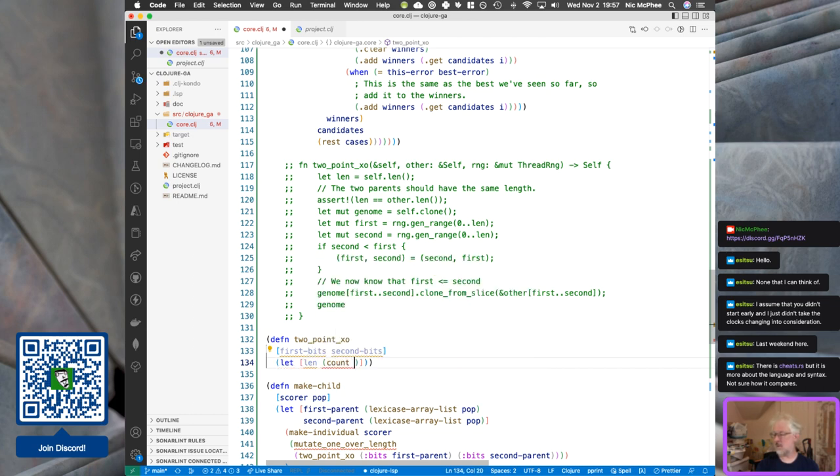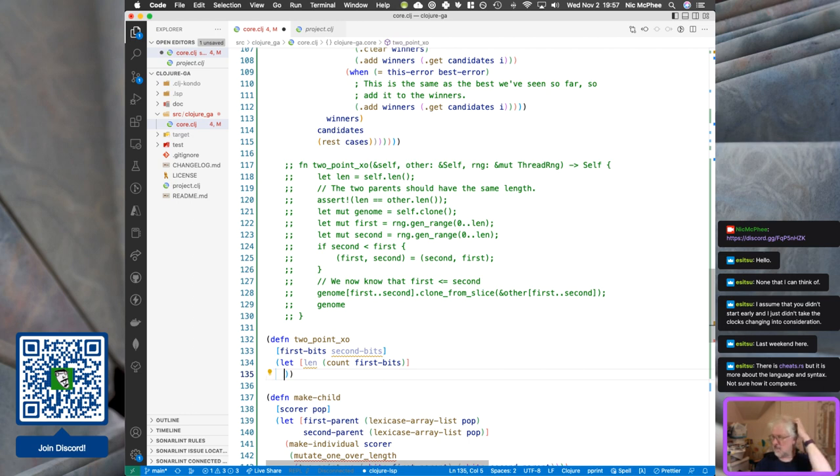Len will be count. First bits, and I'm not going to bother with the assert. I could, but I'm not going to mess with that. And we don't need to worry about the cloning, and we don't need to worry about the ranges. Don't have to make the copies. So really, we just need to take two slices and join them together.